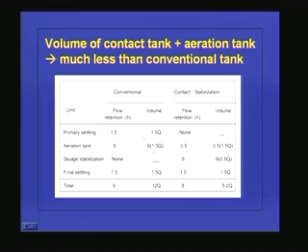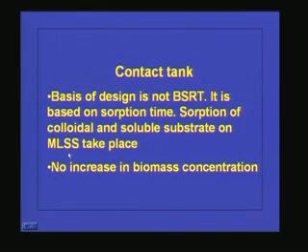So if you sum up the volume in the conventional tank and contact stabilization in terms of Q, we can see that the conventional activated sludge process requires a volume of 12 Q, whereas contact stabilization requires a volume of 5.2 Q. That means the volume required in the contact stabilization process is only 50% of that in the conventional activated sludge process.